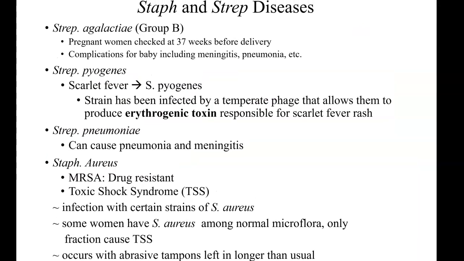Some other staph and strep diseases. Strep agalactiae is also known as group B strep that we will be seeing in lab. This is a particular concern for pregnant women. So, pregnant women are usually checked around 37 weeks right before delivery, because if they test positive for this and the baby is born, it can lead to certain complications like meningitis and pneumonia.